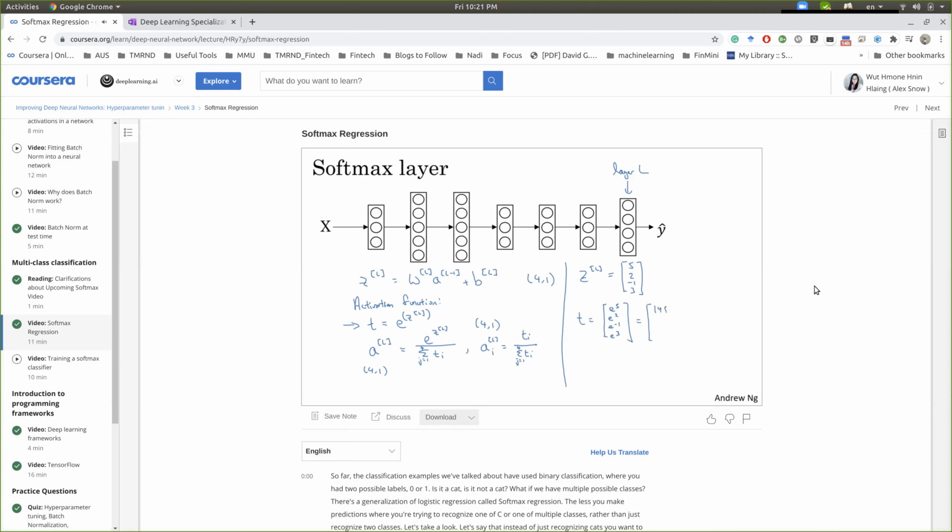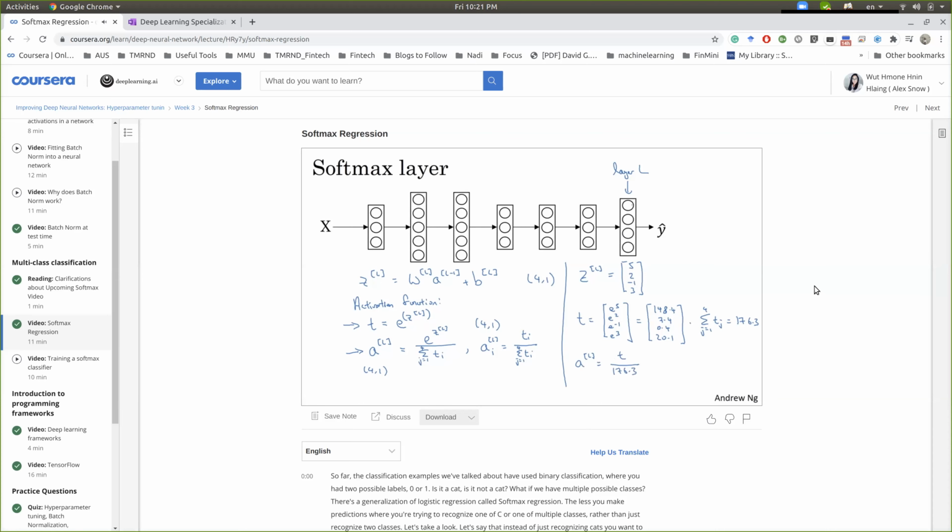e to the 5 is 148.4. e squared is about 7.4. e to the negative 1 is 0.4. And e cubed is 20.1. And so the way we go from the vector t to the vector AL is to just normalize these entries to sum to 1. So if you sum up the elements of t, if you just add up those four numbers, you get 176.3. So finally, AL is just going to be this vector t divided by 176.3.